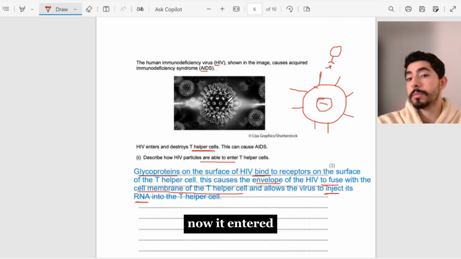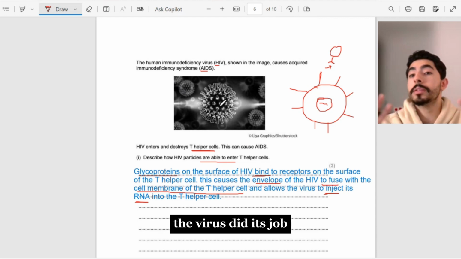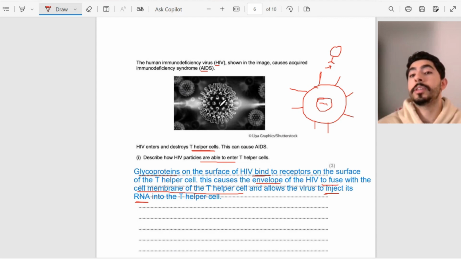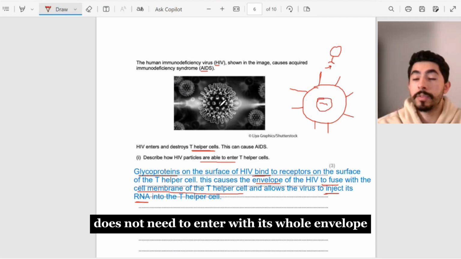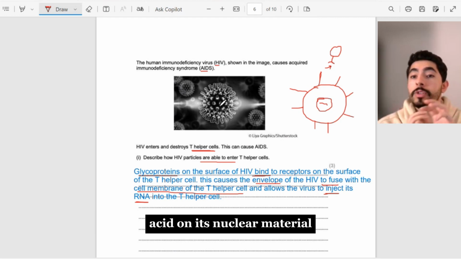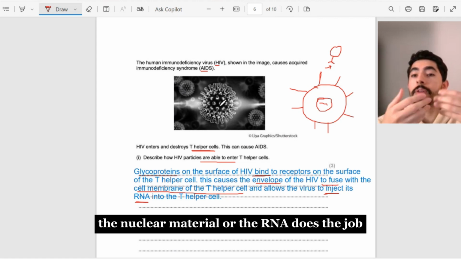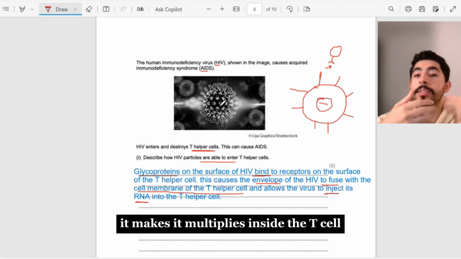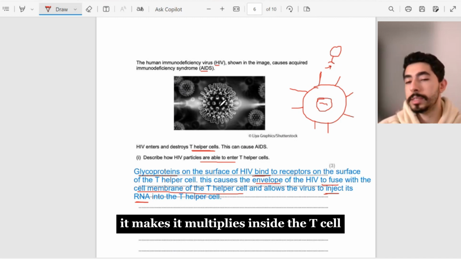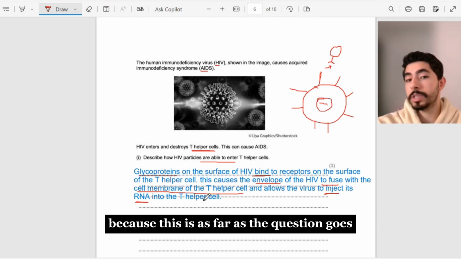Now, it entered. If its RNA entered the T helper cell, the virus did its job. It does not need to enter with its whole envelope. It just injects its nucleic acid, and that's it. The nucleic material or the RNA does the job. It multiplies inside the T cell. We don't need to mention this because this is as far as the question goes.